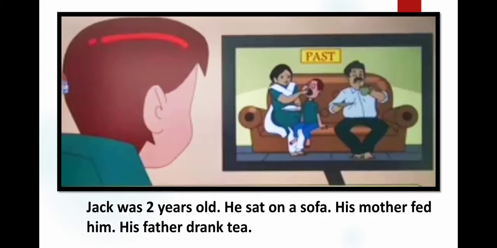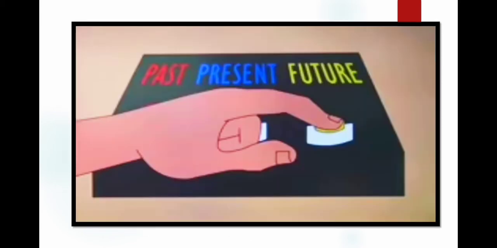And what happens? On the screen, he can see an old picture of himself. He has seen these pictures in photographs that his mother has shown. So he sees that Jack was 2 years old. He sat on a sofa. His mother fed him. His father drank tea. He gets very excited. Then what does he do?